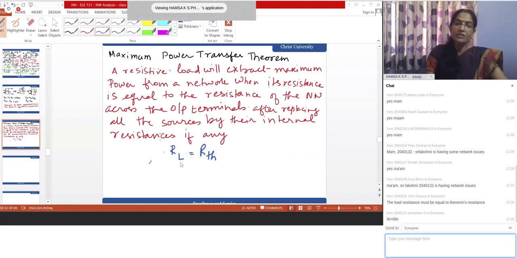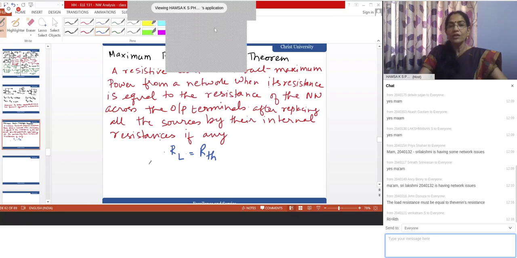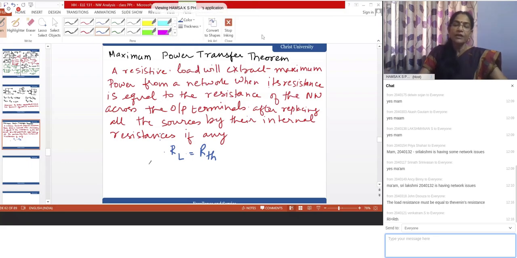So when circuits are designed in communication networks, where there is power transfer happening, it is always seen to it that we look into what is called impedance matching, right? Impedance matching is nothing but matching the load resistance to the resistance of the circuit. Because we want maximum power at the output. Okay, so that is what the theorem says, and it's a very useful theorem. If RL equal to RTH, then maximum power will be transferred. That is what the theorem says.